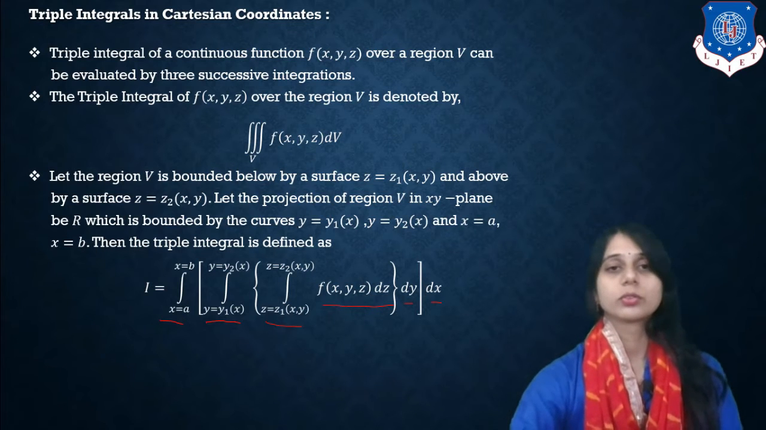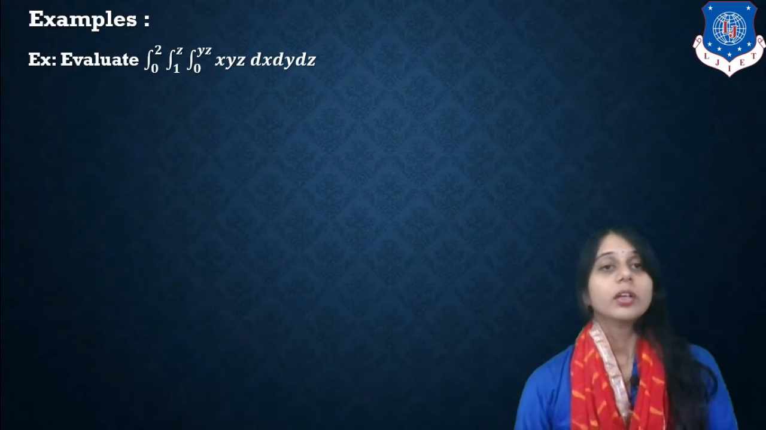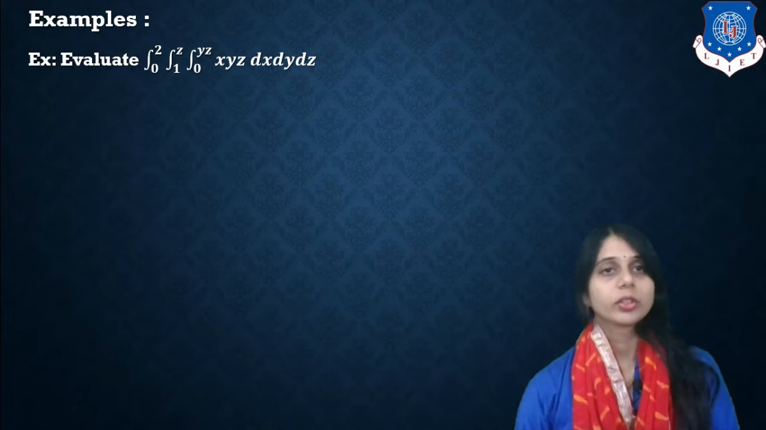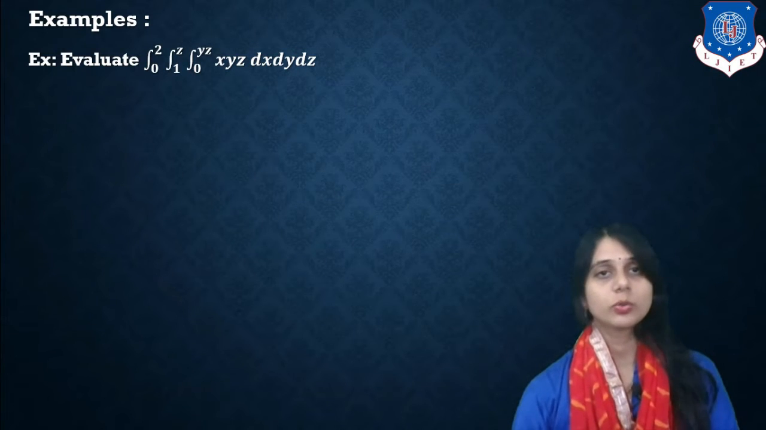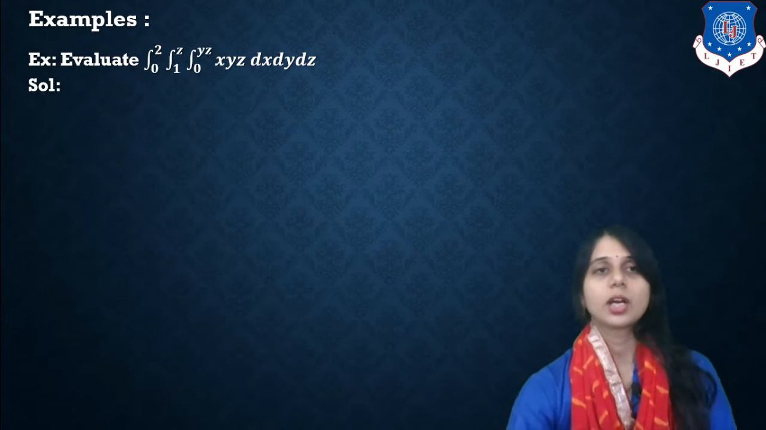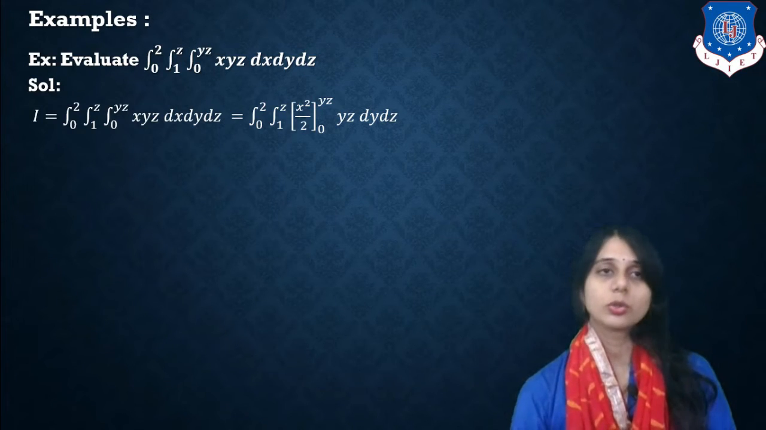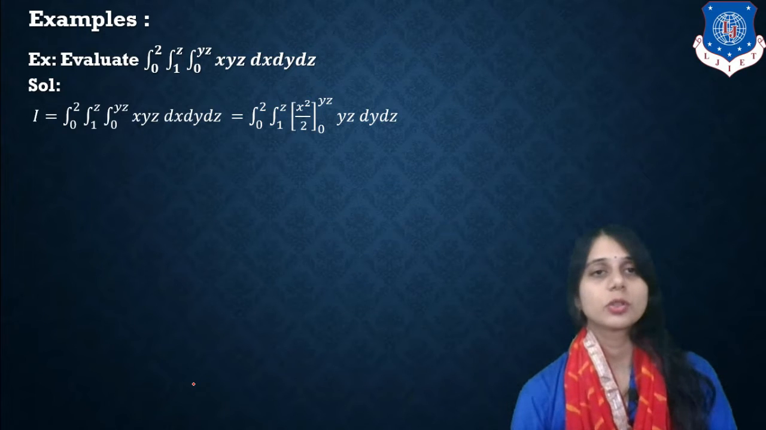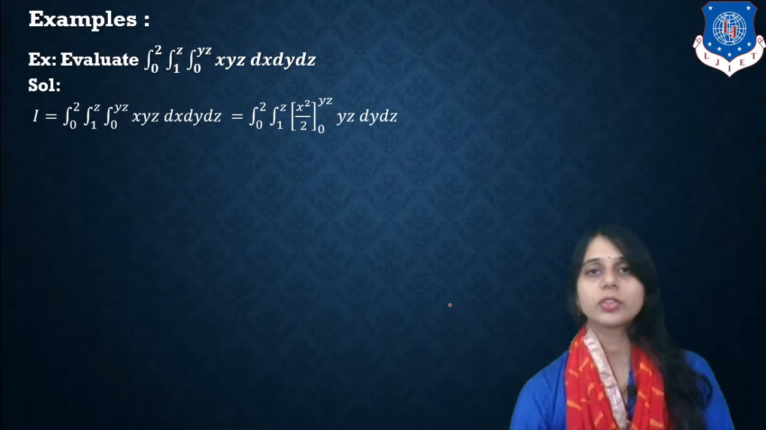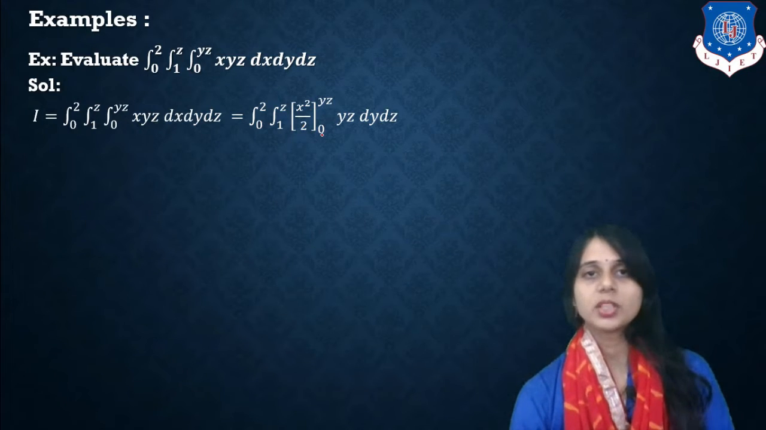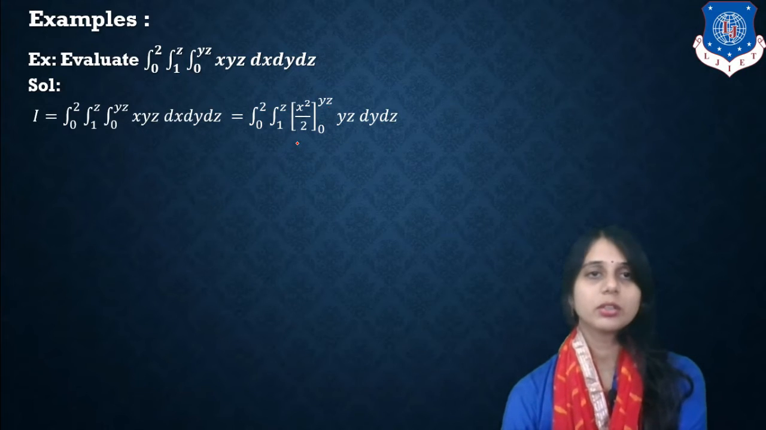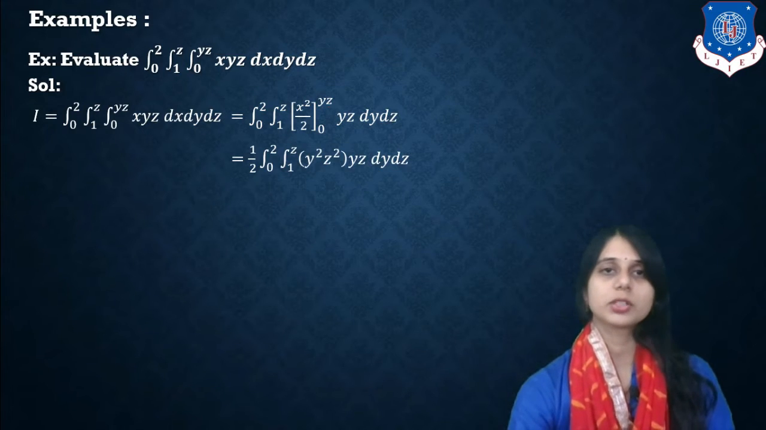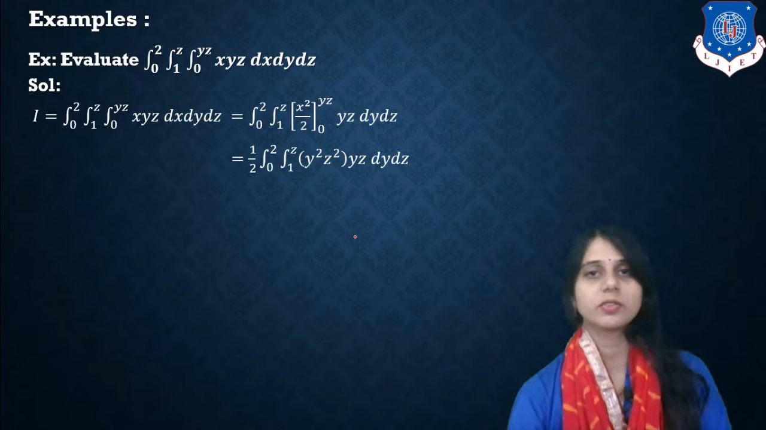Okay. So, example, evaluate integration 0 to 2, integration 1 to z, integration 0 to yz, xyz dx, dy and dz. Now, we start I equal to 0 to 2, 1 to z, 0 to yz, xyz dx dy dz. First of all, we integrate with respect to x. So, it is x square by 2, limit is 0 to yz. Putting the limit, upper limit minus lower limit, we get y square z square by 2, times yz, dy dz.